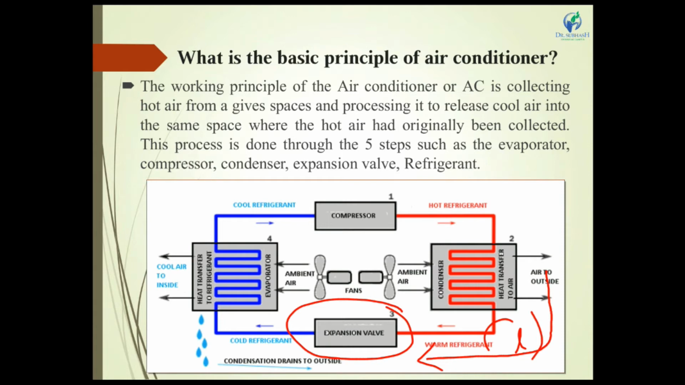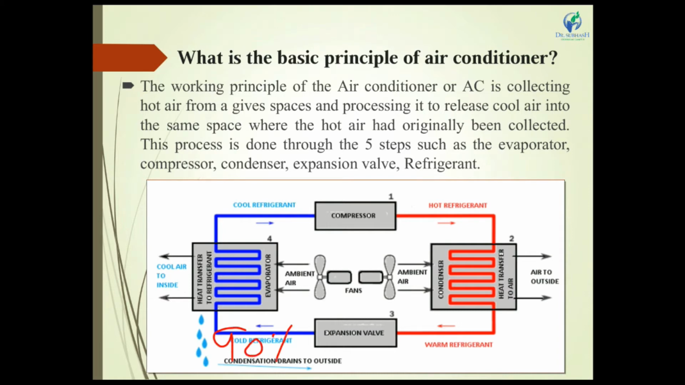After the expansion process, the refrigerant is partially converted into vapor form. To say it another way, 90% is liquid and 10% is converted into vapor because of the throttling process, which vaporizes part of the original liquid. Then this low-pressure, low-temperature refrigerant passes through the evaporator.